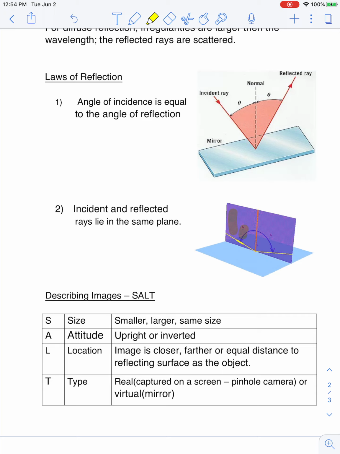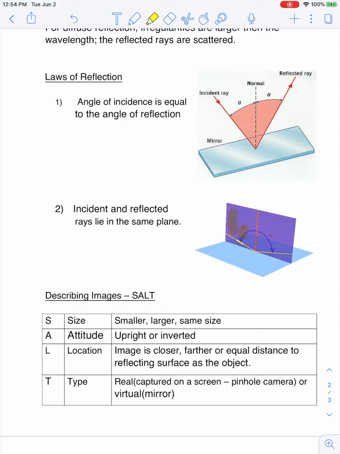The attitude. Is the image you see in that mirror upright or inverted, right side up or upside down? L, location. The image is closer, farther, or equal distance to the reflecting surface as the object. And type, real, captured on a screen, such as a pinhole camera, or virtual. And we'll go into virtual a little more later.